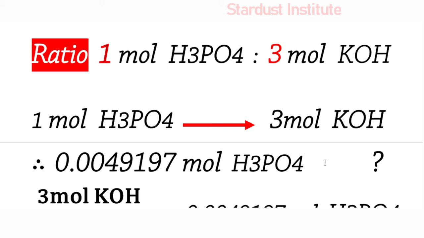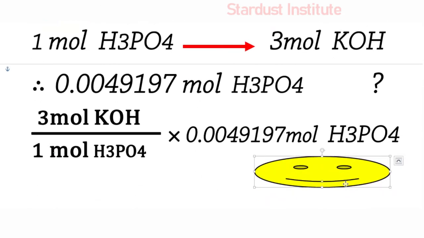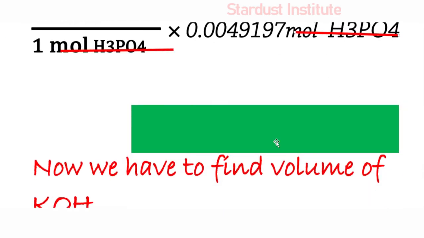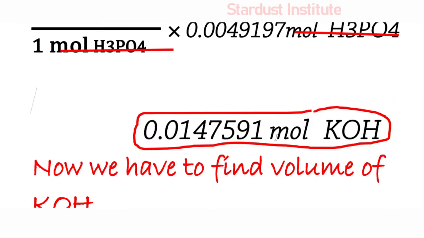You can find the answer in this way: 3 moles KOH divided by 1 mole phosphoric acid, multiplied by 0.0049197 moles of phosphoric acid. In this way, we should cancel out units. Mole H3PO4, mole H3PO4. Now we get 0.0147591 moles of KOH.